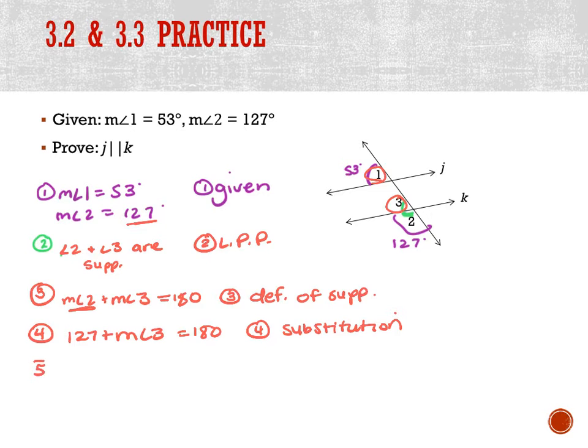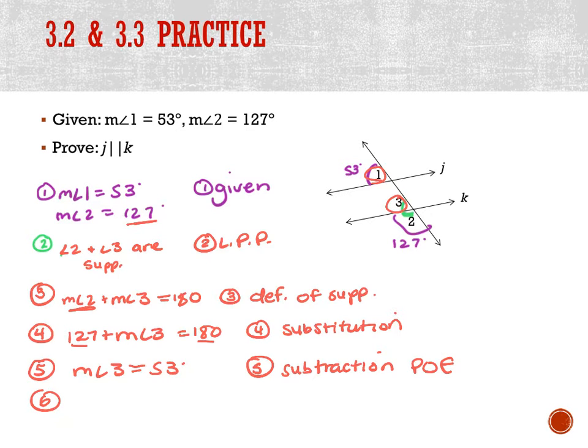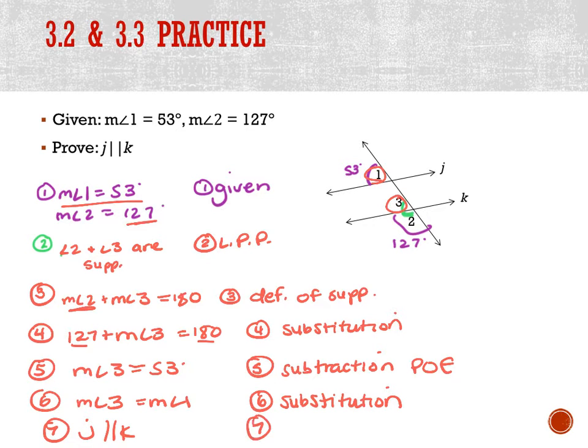And then I can subtract that 127 away from both sides, and I get the measure of angle 3 equals 53 degrees, and that's the subtraction property of equality. And then I can say, since the measure of angle 1 equals 53 degrees, the measure of angle 3 equals the measure of angle 1. That's substitution. And the last step, J is parallel to K because of the corresponding angles postulate, converse.